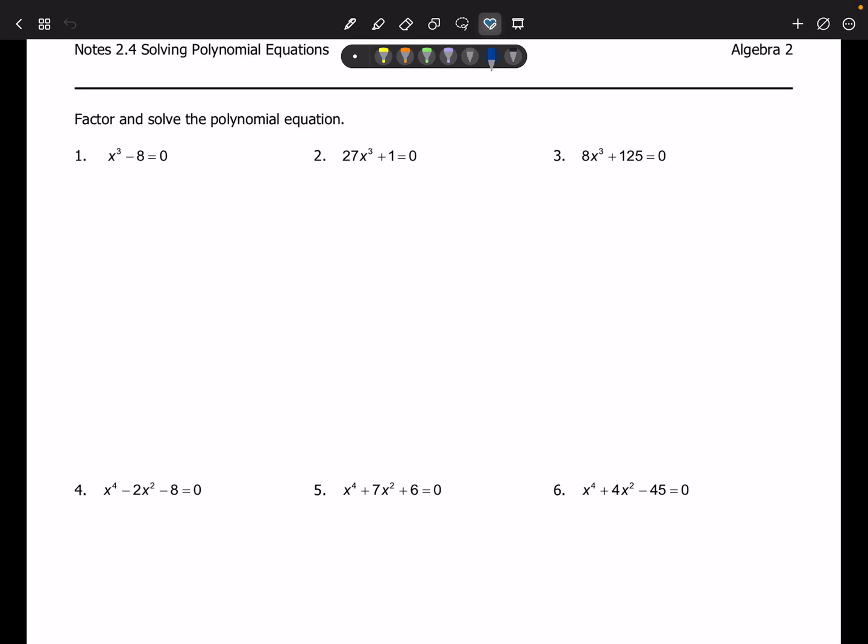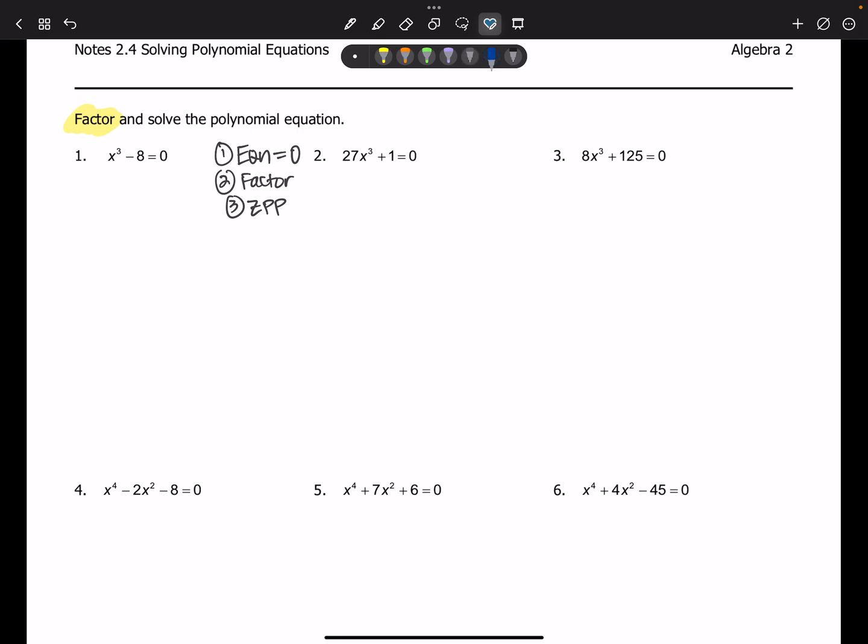We are going to solve polynomial equations, and we're going to do that by factoring and using the zero product property. So our first step is going to be to set our equation equal to 0. In this problem, number 1, you can see that it's already equal to 0. So our next step will be to factor. And then our third step will be to use the zero product property.